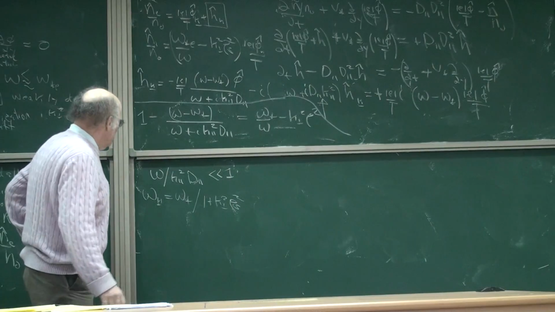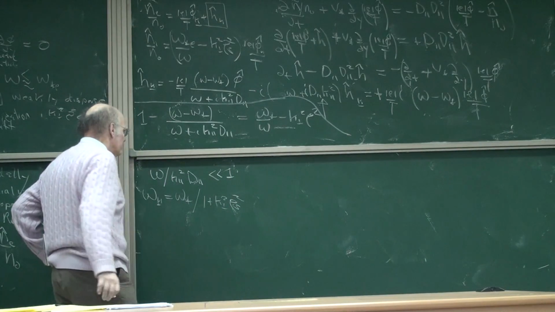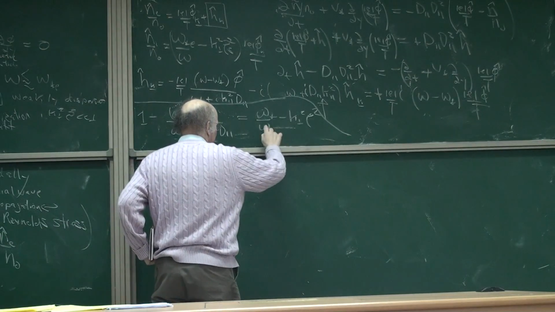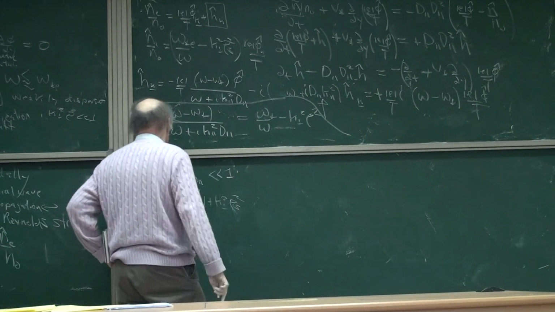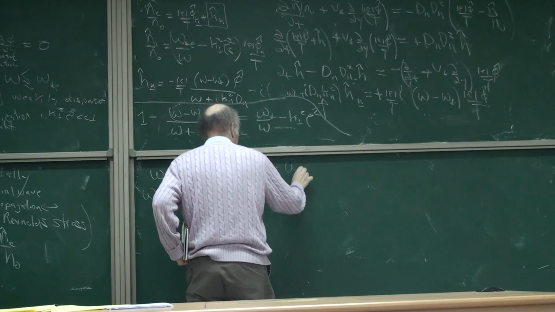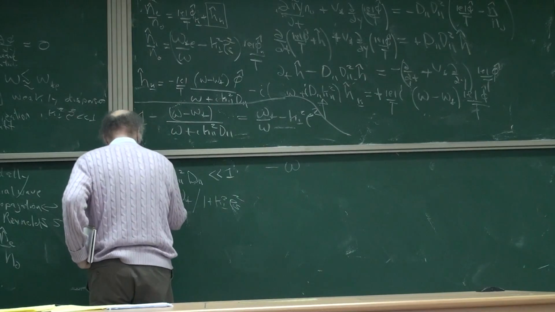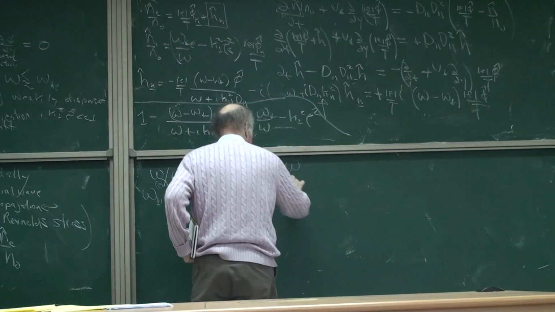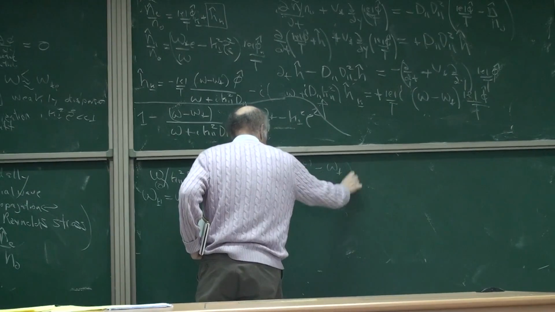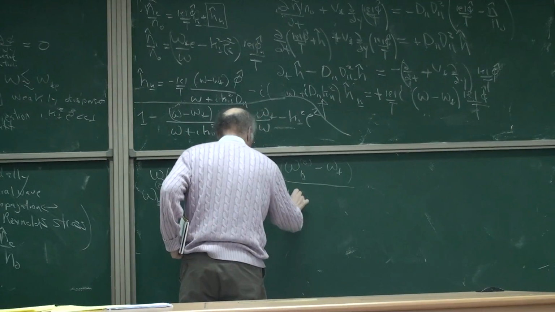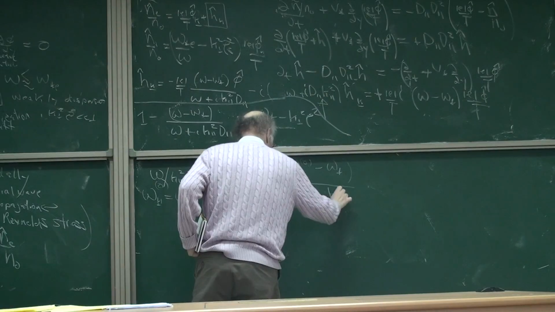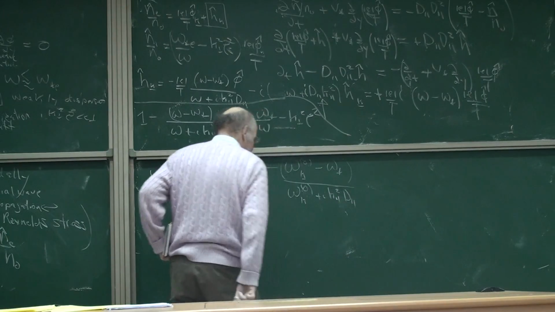Now, for the correction, what we do is we balance basically the correction to this term with this. So in other words, what we write is minus omega k 0 minus omega star over omega k 0 plus i k parallel squared d parallel.